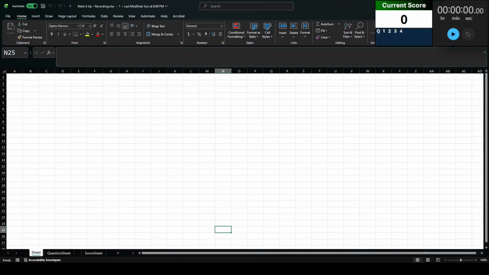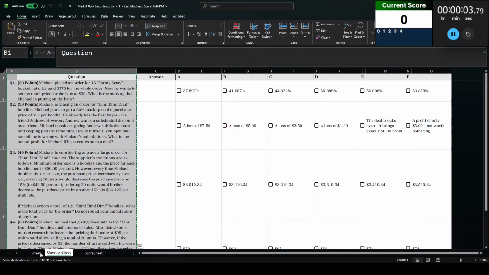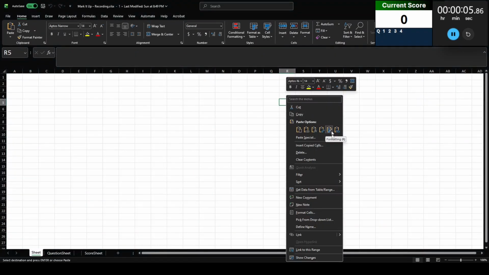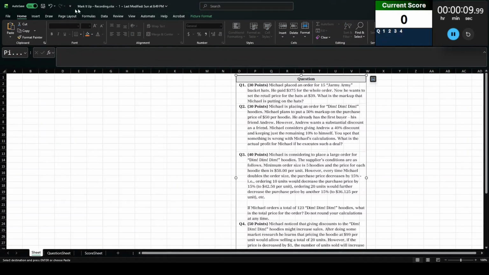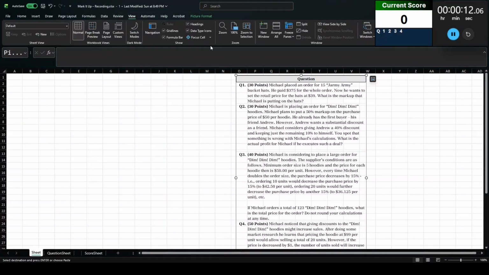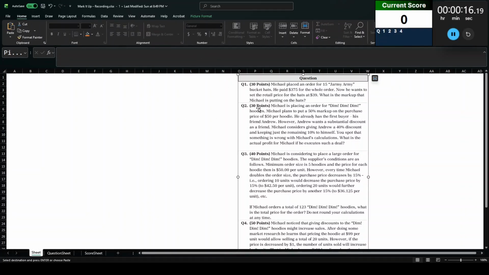Here we go. First thing I'm going to do is take these questions, copy them and put them on this sheet so I don't have to go back and forth whenever I forget what the question's actually asking. And then I'm going to take these grid lines out so that I can really see it clearly. All right, let's take a look at question 1.